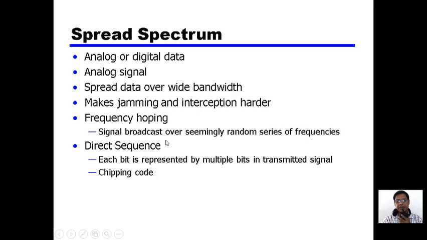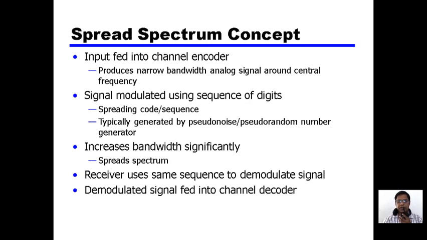And the direct sequence we already discussed, where the signals are directly transmitted or spread. Each bit is represented by multiple bits in the transmitted signal. A chipping code is used in the direct sequence spreading system. So, the spread spectrum concept we have seen in the last class.